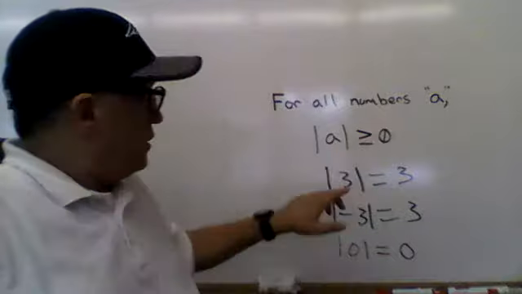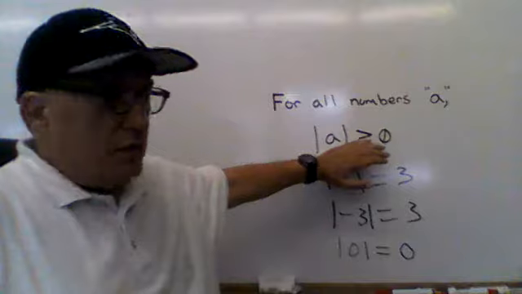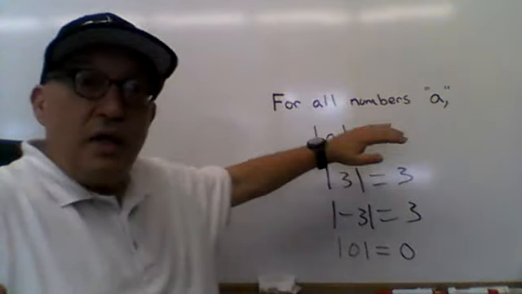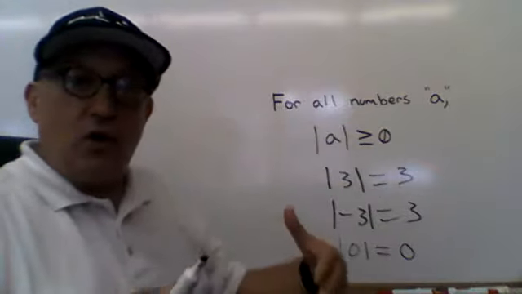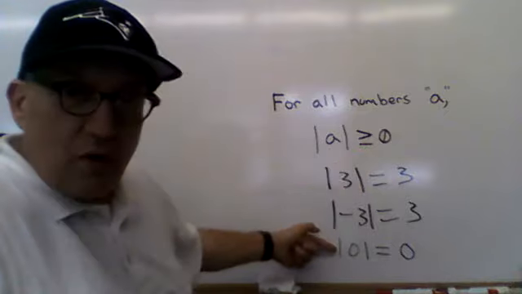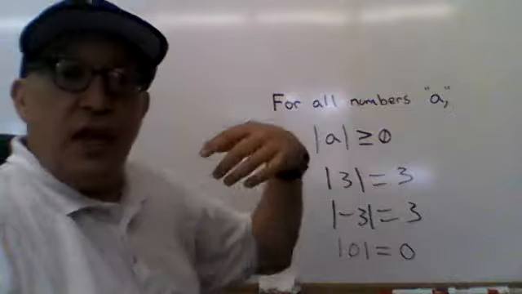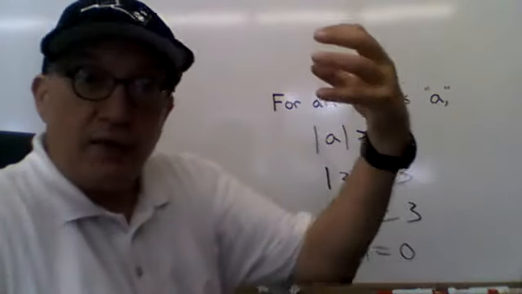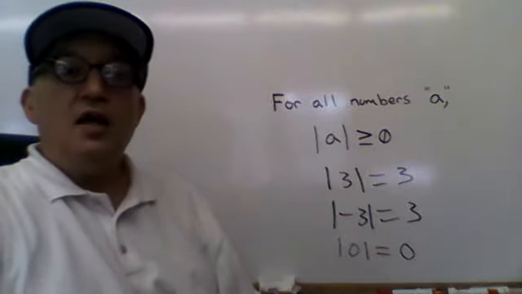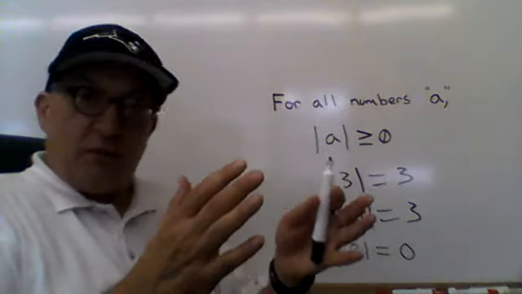And that's why, by the way, we have to have this "or equal to" sign here. It would technically be wrong to say the absolute value of any number is greater than 0 because the absolute value of 0 is 0 and 0 is not greater than itself. So this "or equal to" takes care of the situation where a is 0. If a is anything other than 0, it has a positive distance away from 0 because there is no negative distance.